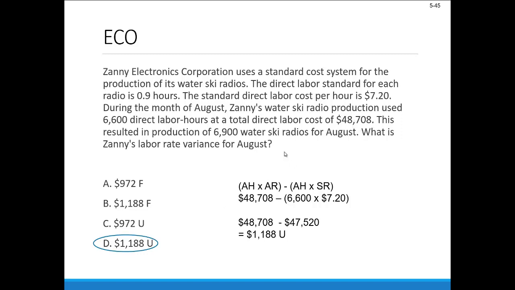$48,708. We also knew that the actual hours was 6,600, because it said during the month of August their production used 6,600 direct labor hours, right? And we know that standard rate was $7.20. So now I've got everything I need. I do the math out there and I get 48,708 minus the 6,600 times 7.20, or 47,520, and there's my difference, 1,188. Again, this is unfavorable because I spent more than the standard said I should have.